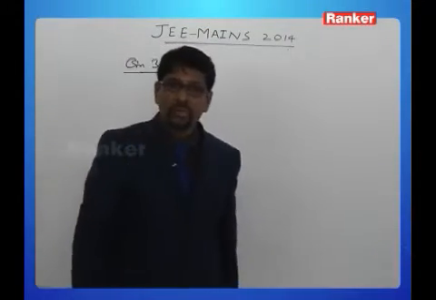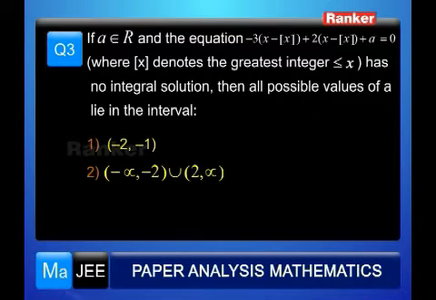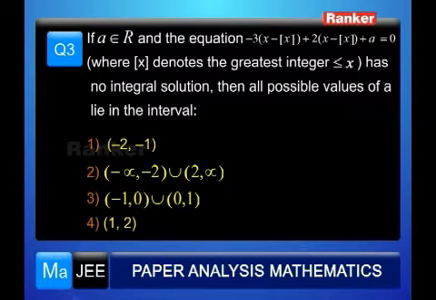Let's look at this question number 3. If a is a real number and the equation minus 3 into (x minus bracket x) whole square plus 2 into (x minus bracket x) plus a square equals 0, where bracket x denotes the greatest integer less than or equal to x, has no integer solution, then all possible values of a lie in the interval. First option minus 2 comma minus 1, second option minus infinity to minus 2 union 2 to infinity, third option minus 1 to 0 union 0 to 1, and fourth option 1 comma 2.